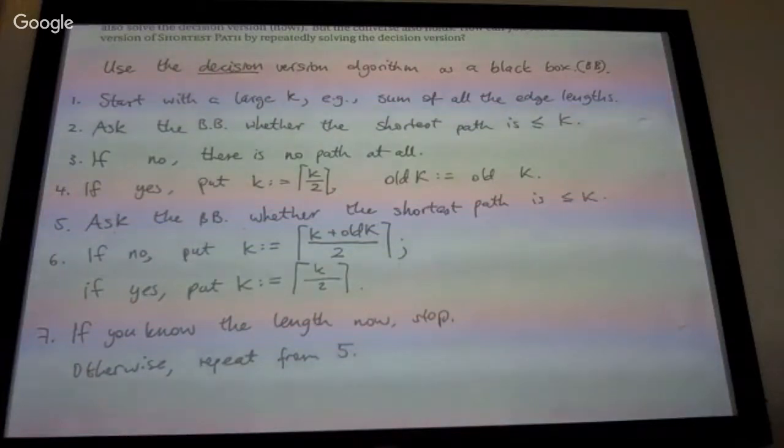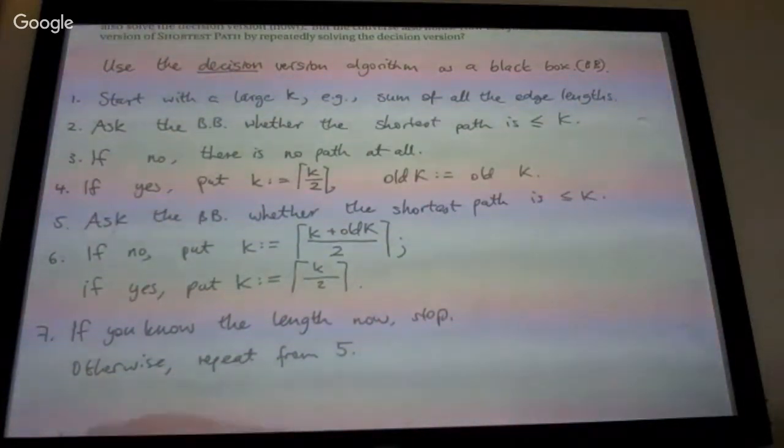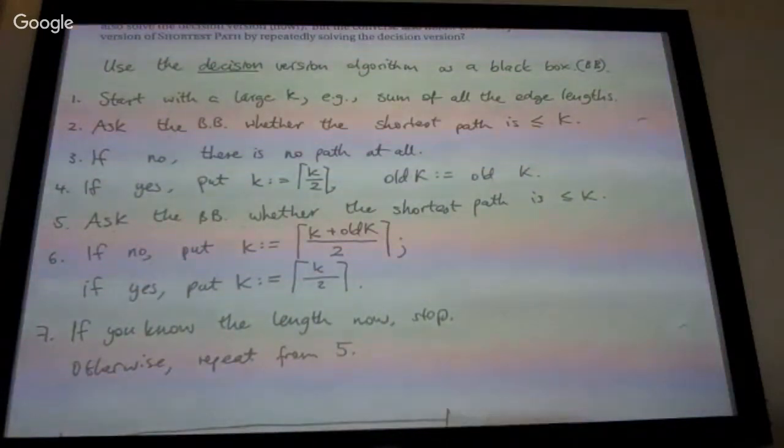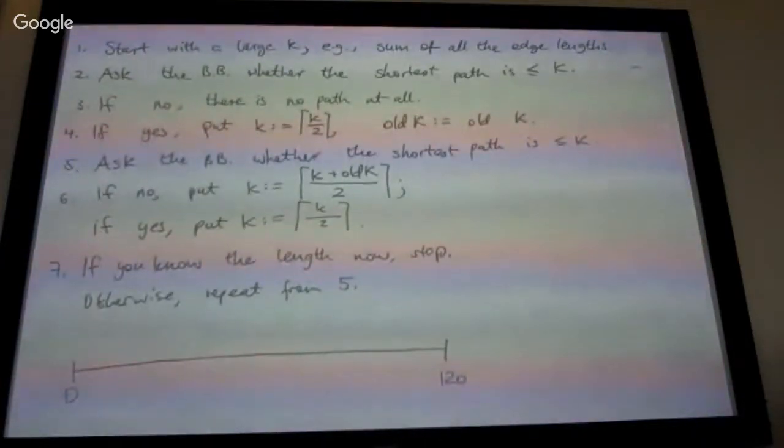Do you? So kind of you want to know, let's say the whole sum is something nice like 120, and it starts at 0. So I put down a number here, and I'm thinking of a number for the shortest path. It's kind of like you're guessing the number. You're trying to make as few guesses as possible. This is the best way to do it.